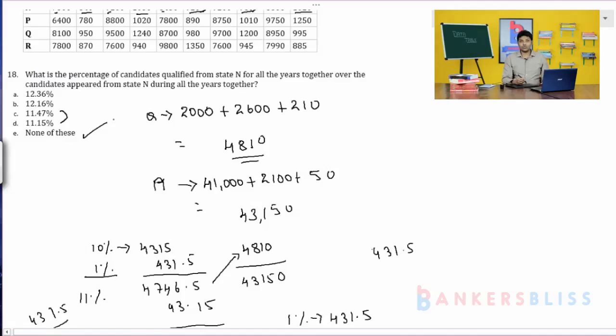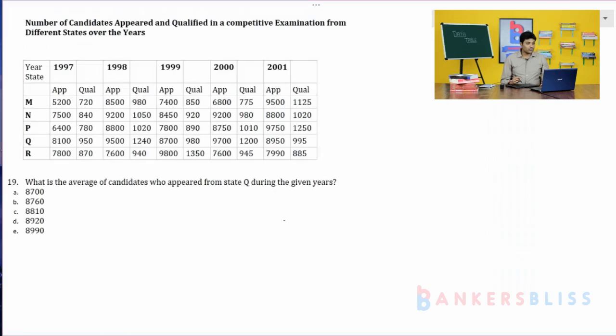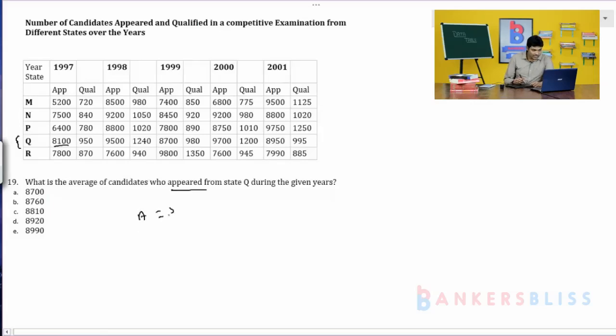Okay, let's go to the next problem, problem number 19. What is the average of candidates who appeared from state queue during the given years? Average candidates who appeared in the given years, they are asking. From state queue means this state you have to consider, and appeared means this data you have to consider. Average means sum by n.